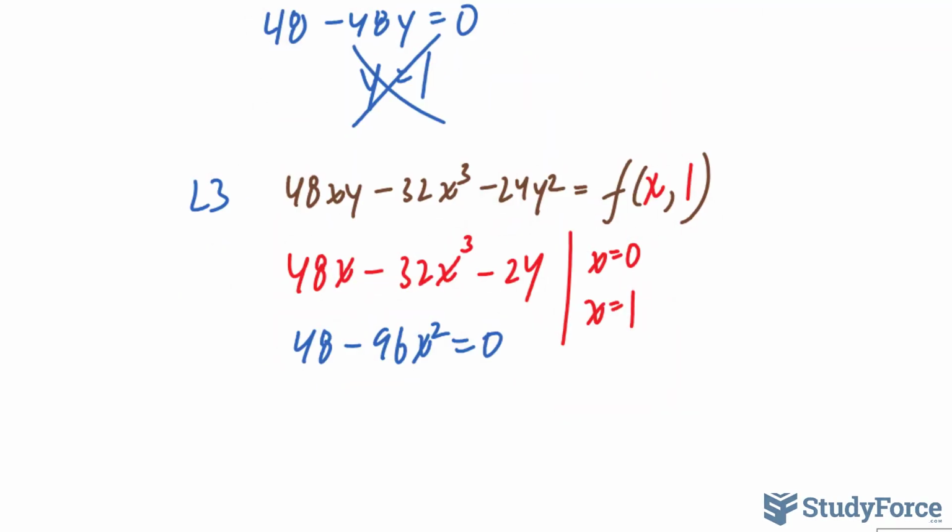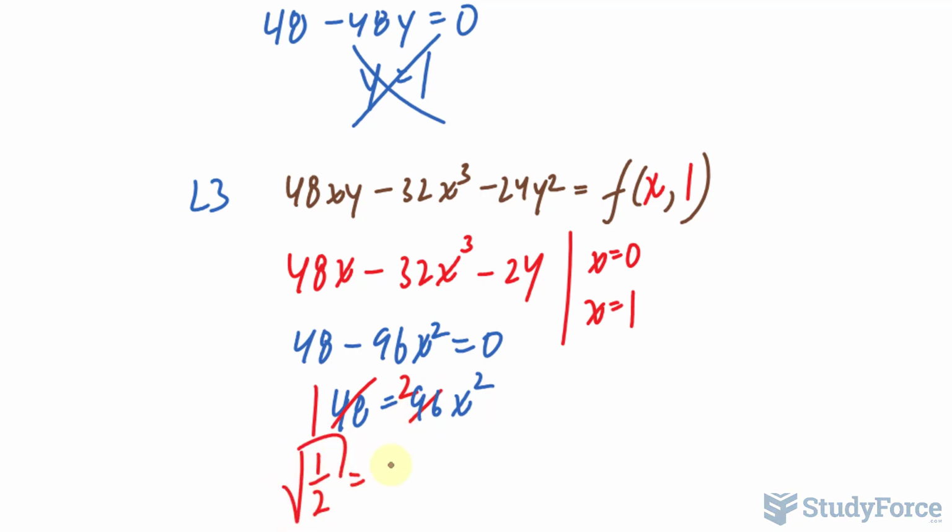Now, let's solve for x in this equation. Bringing the negative 96 over, I have 48 is equal to 96x squared. Divide both sides by 48. This becomes a 1, that becomes a 2. We have 1 over 2. And square rooting that, we have these x values as well. So it's a lot more work.